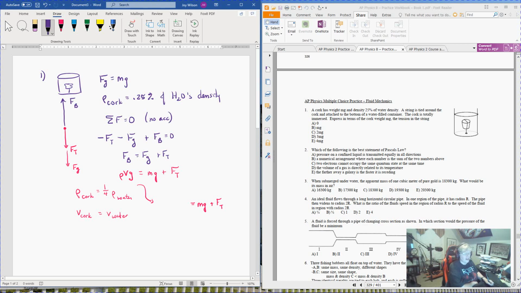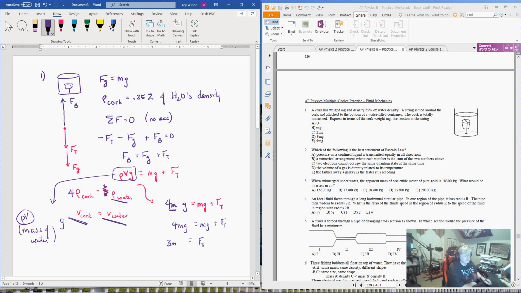So here we go with that. This piece right here is density times volume, which is really just the mass of water, and then times gravity, which is 10. So what is the mass of the water? Well, if they have the same volumes, the only thing that can make a difference in the density is the masses. So if the cork is 1/4 of water's, then water's mass would be 4m, because water has a density 4 times as much as the cork. So I fill in 4m. So 4mg equals mg minus force tension, so force tension would need to be 3mg.